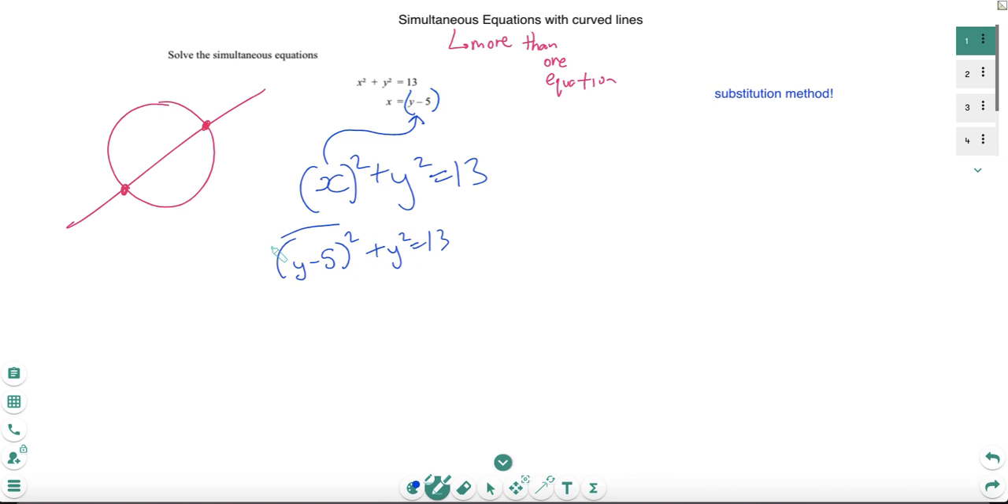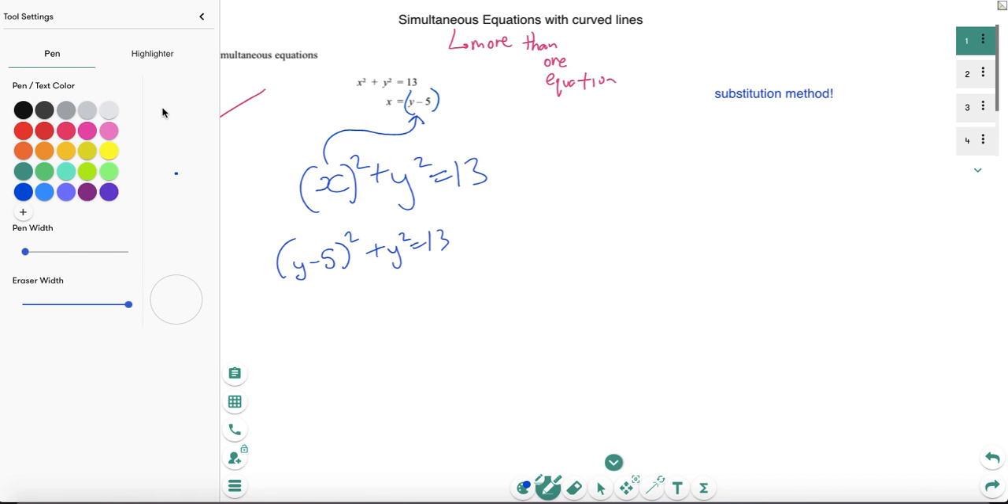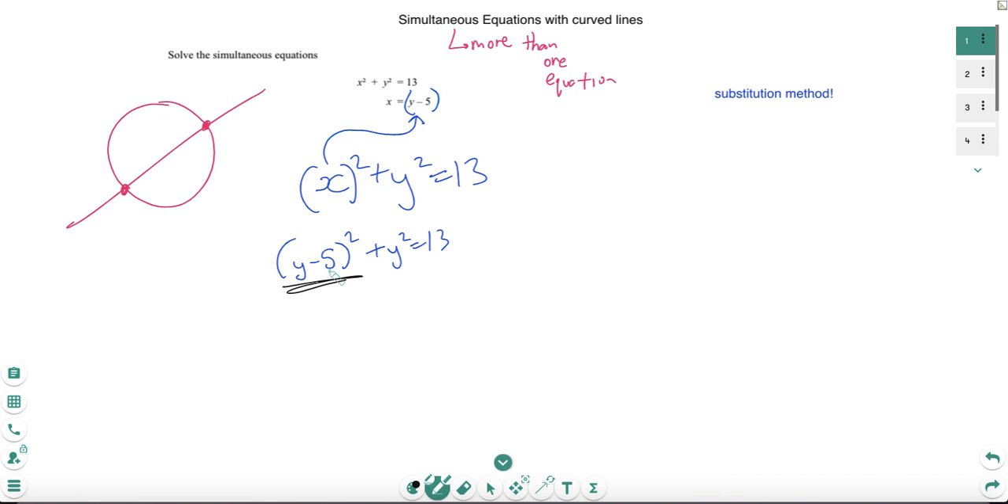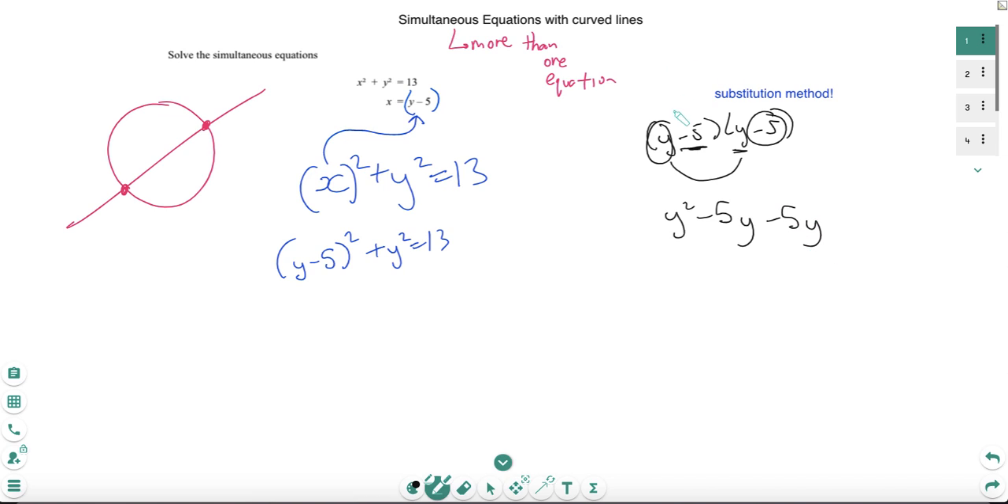Next, we have one equation and only a single variable, so we can solve this. Let's solve this by first expanding the brackets. We'll expand y minus 5 squared, so y minus 5 times y minus 5. First, y times y is y squared. Outer terms, y times minus 5 is minus 5y. Inner terms, minus 5 times y is minus 5y. And last terms, minus 5 times minus 5 is positive 25. We'll combine the like terms, so minus 5y minus 5y makes y squared minus 10y plus 25.